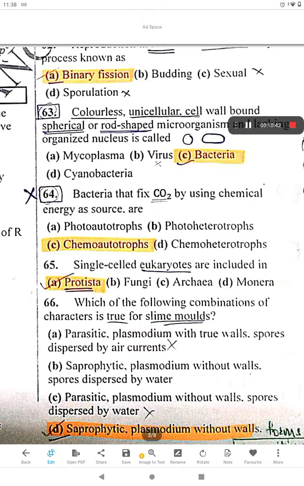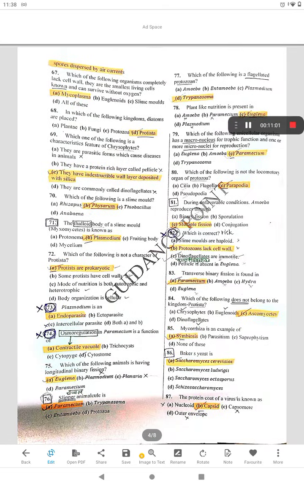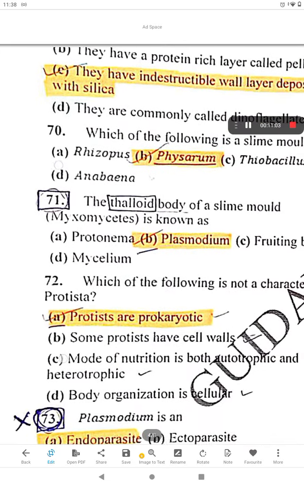64th question says that bacteria that fix CO2 by using chemical energy as source are of course chemoautotrophs. I had attempted it as chemoheterotrophs, but chemoheterotrophs are not possible, I guess. Just think now, which organism is a chemoheterotroph?